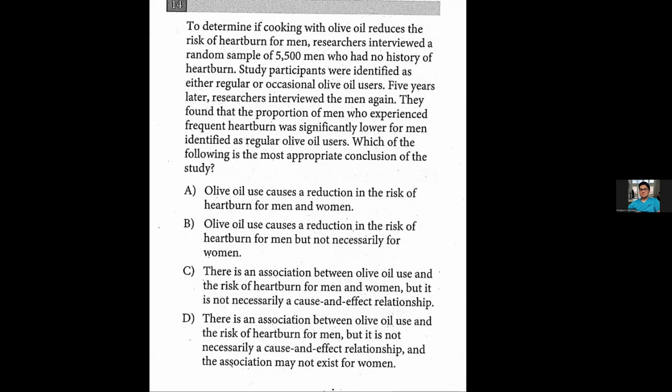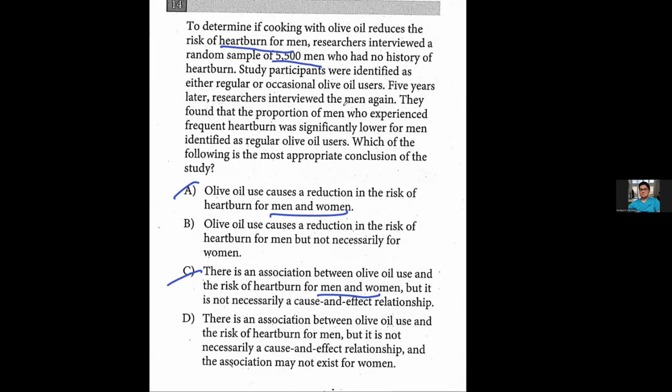Okay, so for question 14, it's just mostly a stat problem, it seems like. Risk of heartburn for men, and then interviewed 5,500 men. Okay, so for this question, we can only extrapolate this data for men, not women. So men and women can't be A, and men and women can't be C. So it's either B or D, and the difference is this is causation, and then this is just correlation.